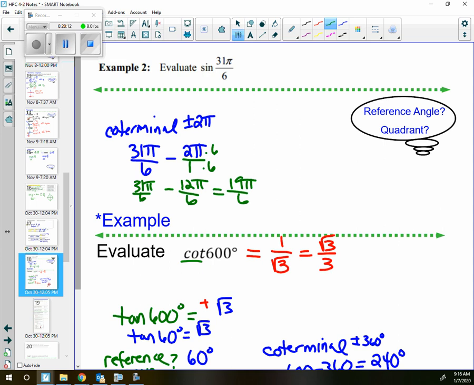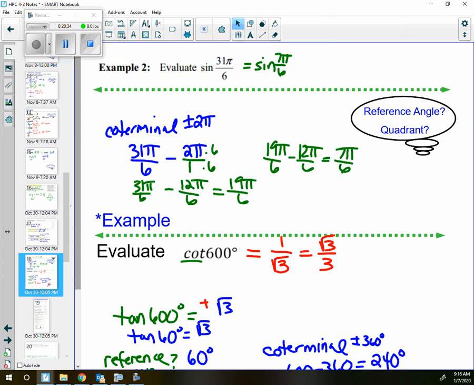Well, that's still too big. I got to subtract again. So I'm going to take 19 pi over 6 and subtract 12 pi over 6 again. And we get down finally to something that I recognize, 7 pi over 6. So that works really well. We can figure out what this value is going to be. So the answer for this is going to be the same as the sine of 7 pi over 6, and I can do that conversation.